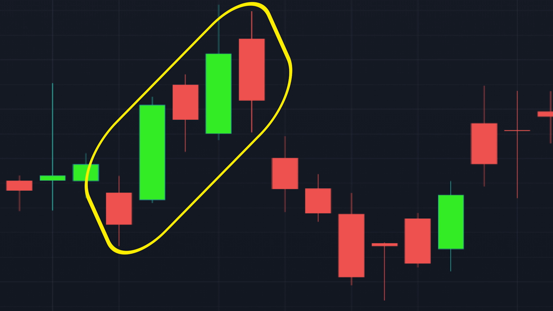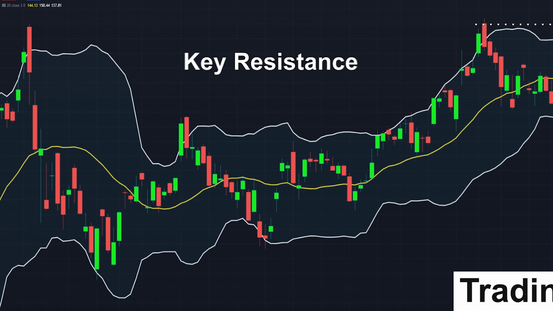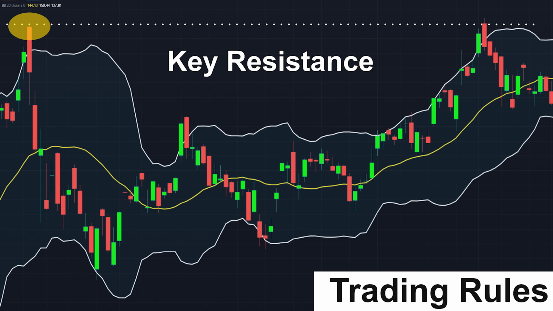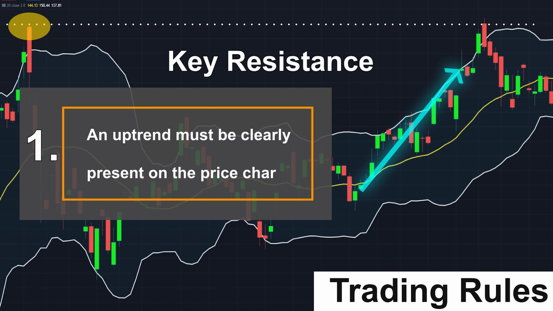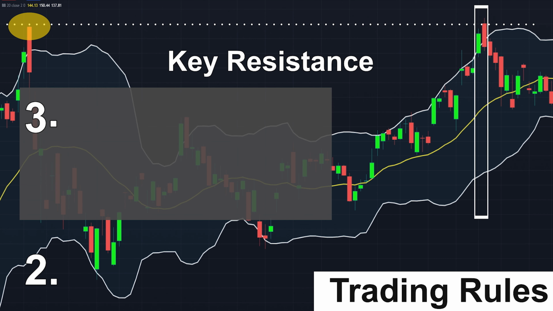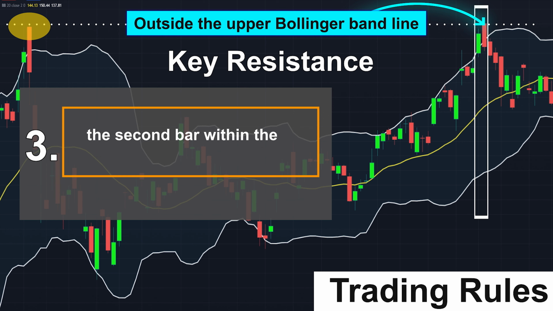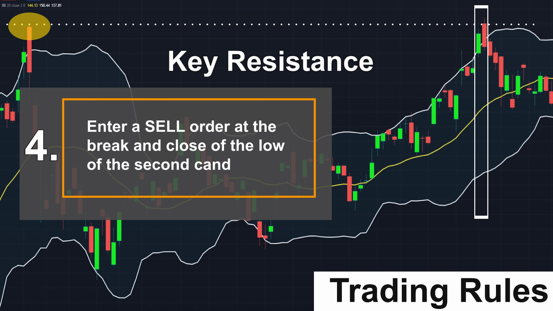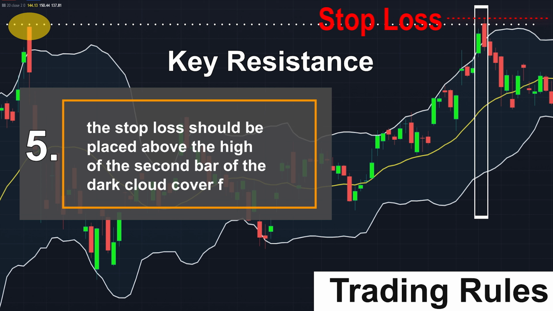So here are the rules for entering a short position, using the Bollinger Bands indicator. The recommended time frame for this strategy is the daily chart. First, an uptrend must be clearly present on the price chart. Second, the dark cloud cover formation must be present. Third, the second bar within the dark cloud cover must be outside the upper Bollinger Band line. Fourth, enter a sell order at the break and close of the low of the second candle within the dark cloud cover. Fifth, the stop loss should be placed above the high of the second bar of the dark cloud cover formation.